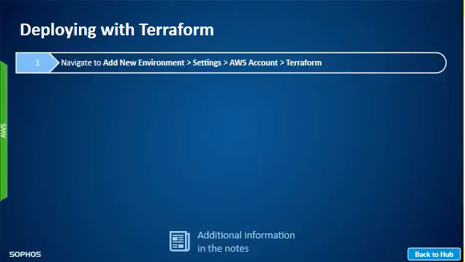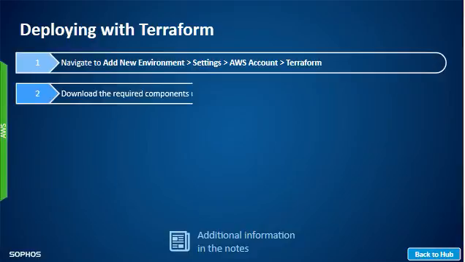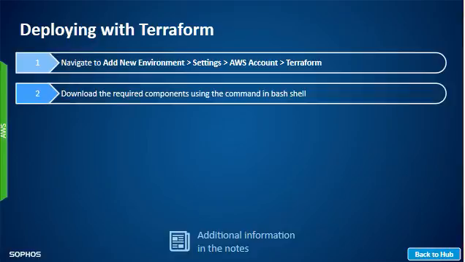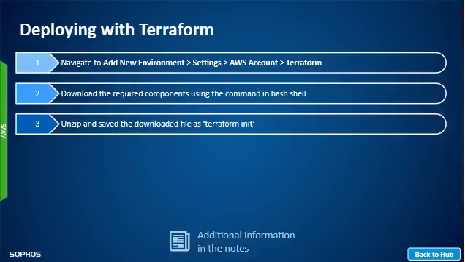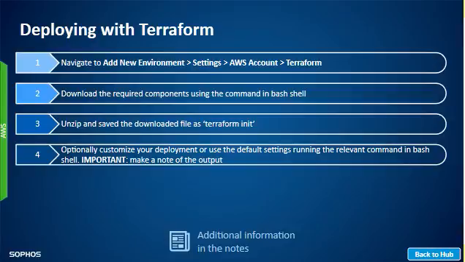This will provide the commands needed to download the required components. Copy the command and run it in a Bash Shell command window. This will download a zipped file. You then unzip the file and save it as the Terraform init, and then of course the folder path. You can then optionally customize your deployment or select to use the default settings. In both cases, you'll need to copy and run the relevant command in a Bash Shell.